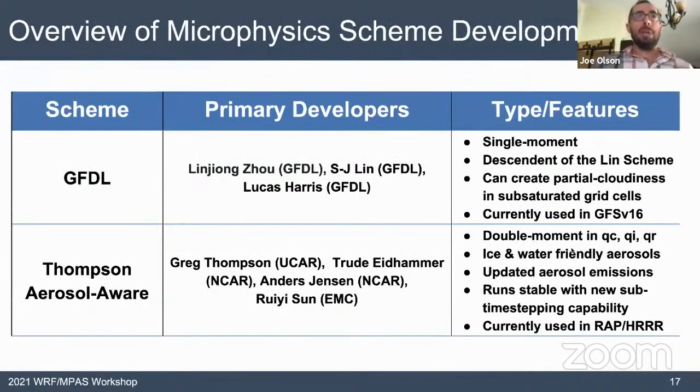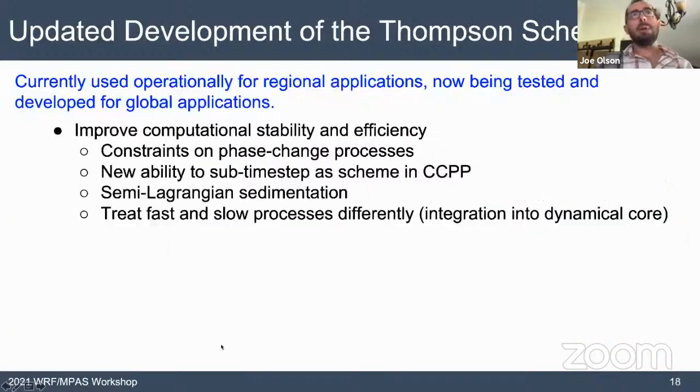Moving on to the microphysics scheme, there's really only two schemes that are used or under development right now. It's the GFDL scheme, which is currently used in the GFS, and the Thompson aerosol-aware, which is currently used in the RAP and HRRR. But we are developing it to try to get it to work more robustly in global applications. So there have been a lot of proposed modifications that are still being tested here to improve not only the computational stability, but also its efficiency. And I'm not going to go over all this for this talk, but there's some promising work there.